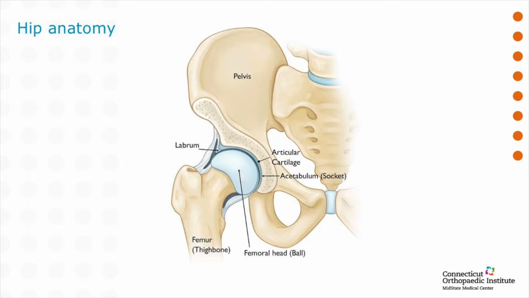Now let's talk about hip anatomy. It has a very similar concept. So here you can see the pelvis, and you can see the femur, which is the thigh bone, and the femoral head, which is basically a ball as part of the ball and socket joint. If you remember, we were talking about the meniscus being a shock absorber in the knee. Well, the labrum has a similar purpose in the hip.